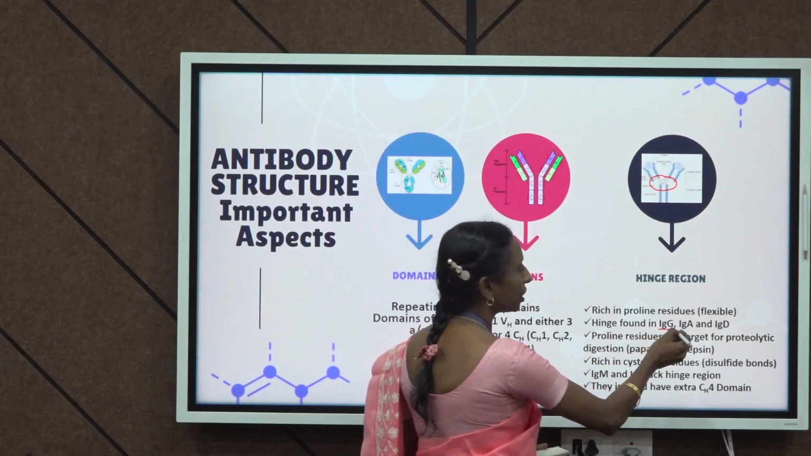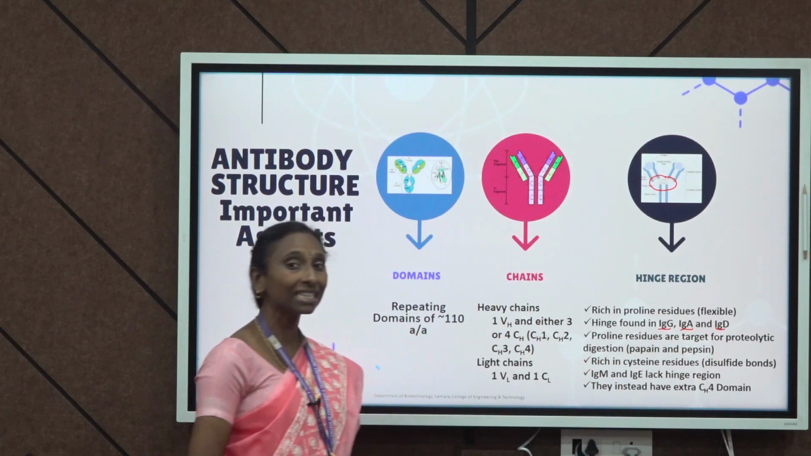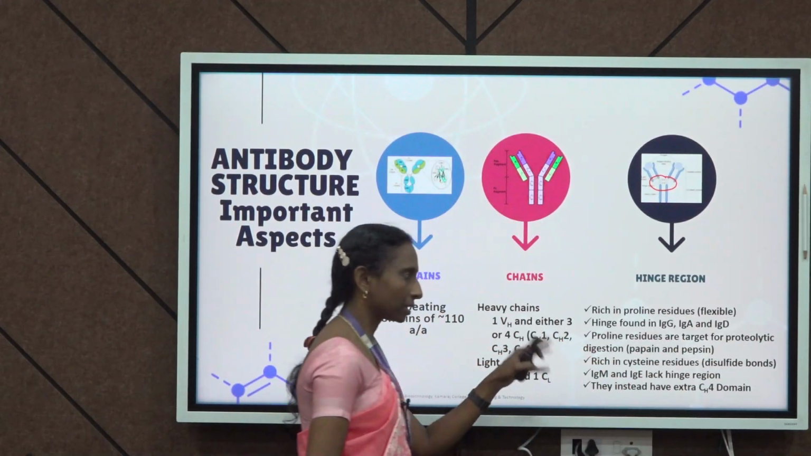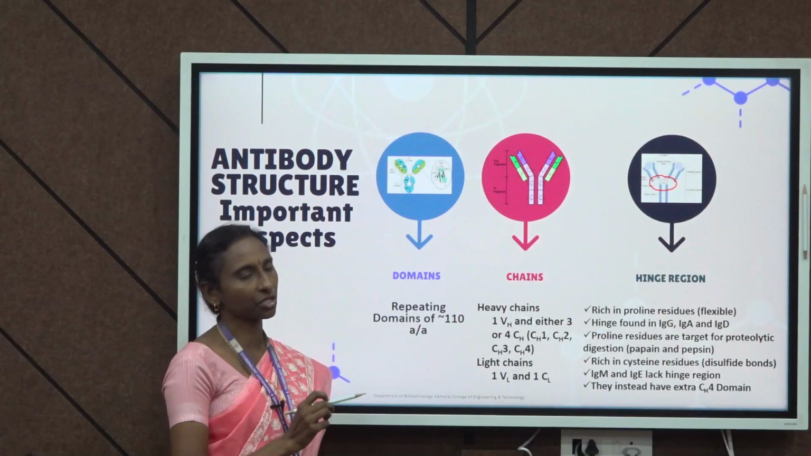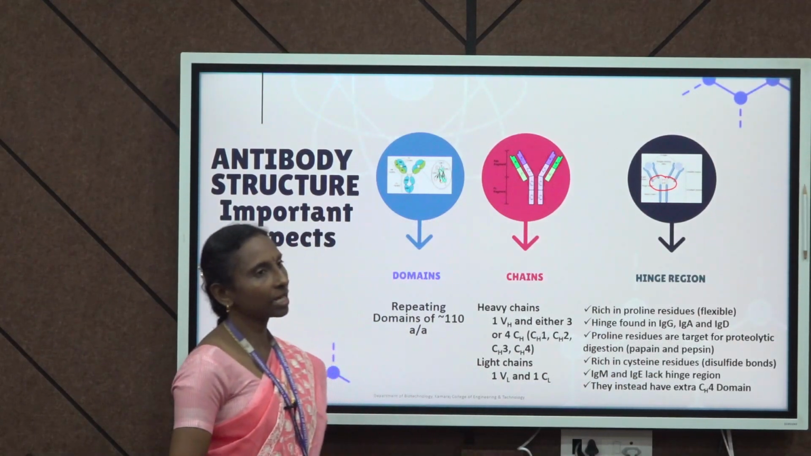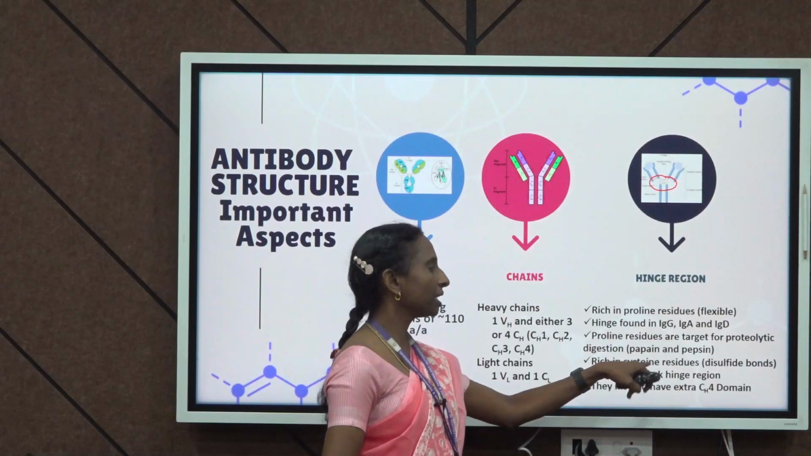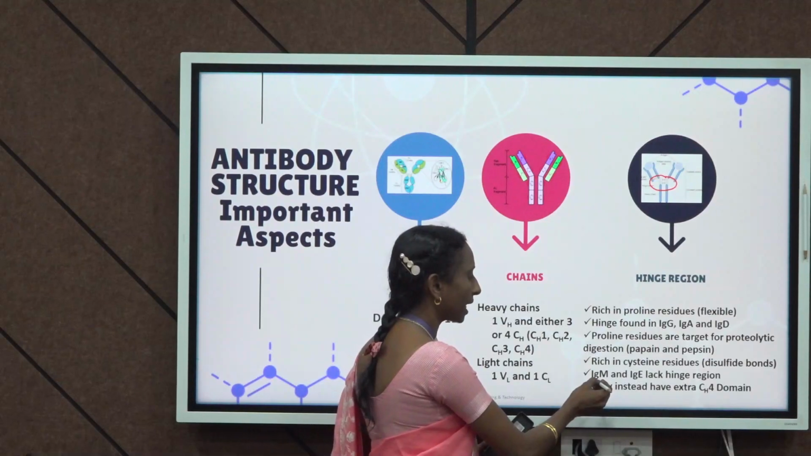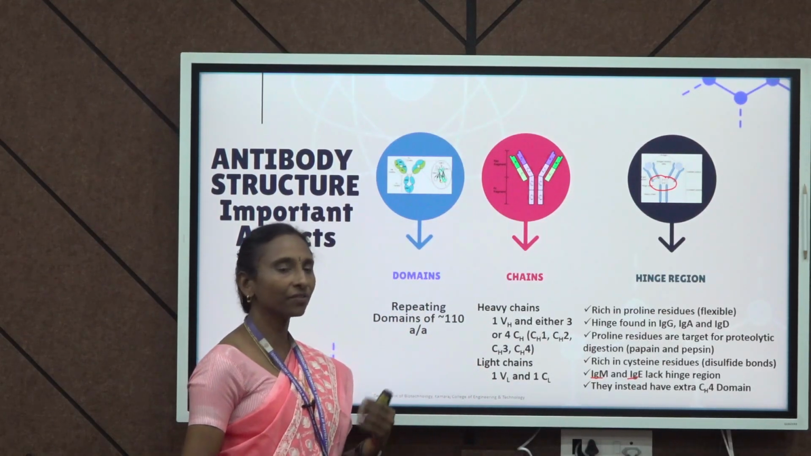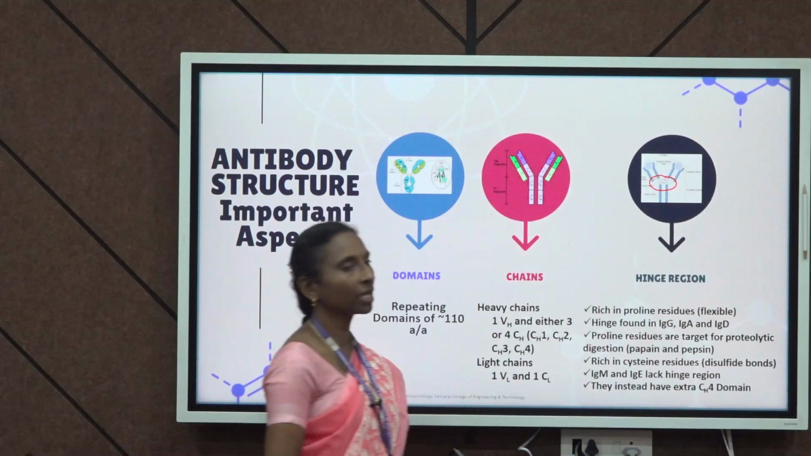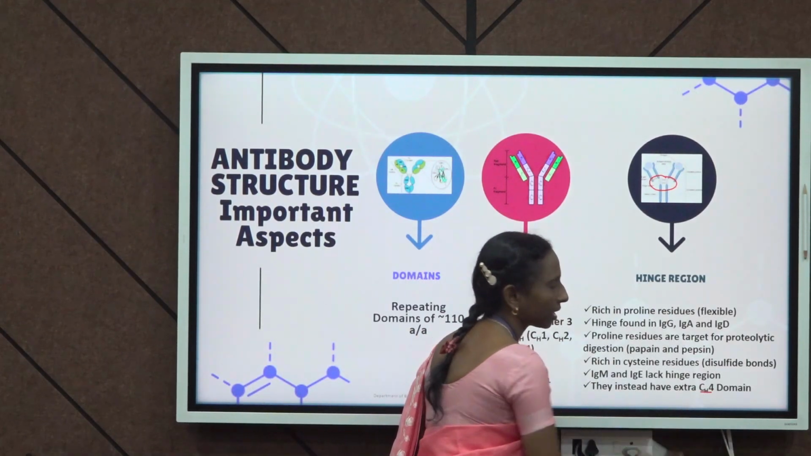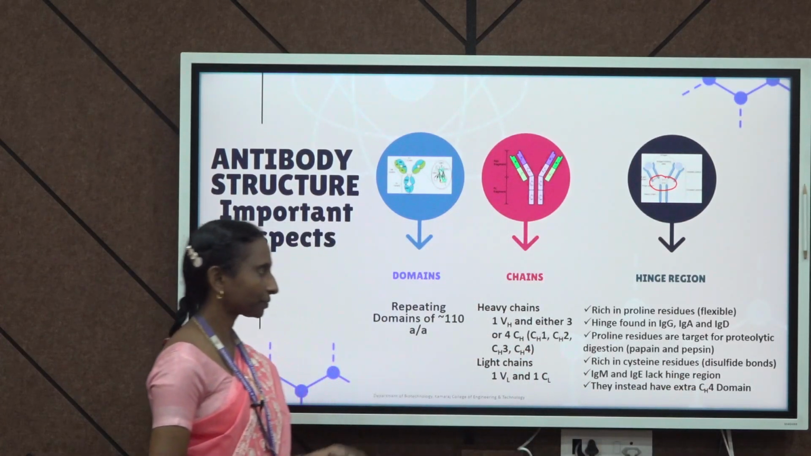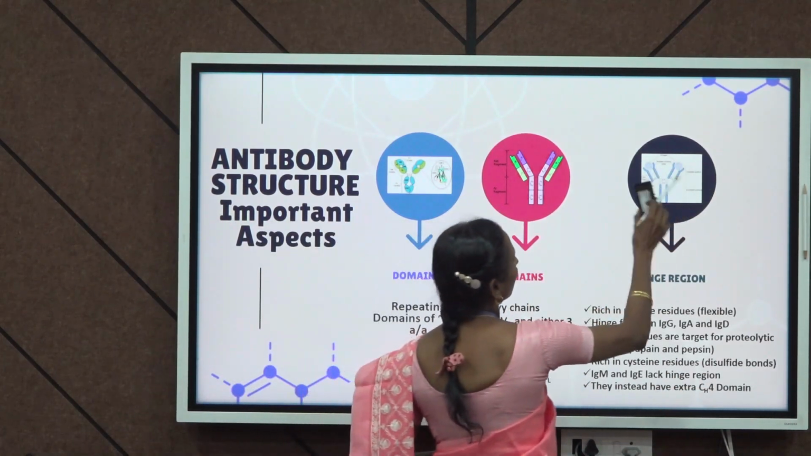You will see that IgG, IgA and IgD are the only antibodies where you will find the hinge region. The proline residues are targeted for proteolytic digestion when papain and pepsin are used. It is also rich in cysteine residues, which form the disulfide bonds. And as I have informed, IgM and IgE do not have this hinge region. Instead, they have an extra heavy constant region, as I have told you while discussing the heavy chain. So, this is the overall picture of antibody structure.